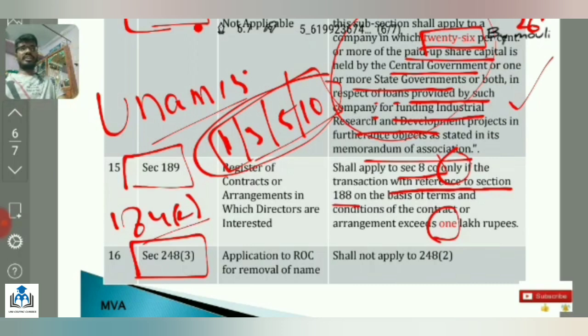What is 248 sub-section 2? A company can apply for removal of its name if it has extinguished all its liabilities, as mentioned in Section 248 conditions, and a special resolution is passed in the general meeting for removal of the name, right? Those points are there. If it is a Section 8 company, 248 sub-section 2 is not applicable. That is, if it is a Section 8 company, it cannot apply to the ROC to remove its name, right? That's it.